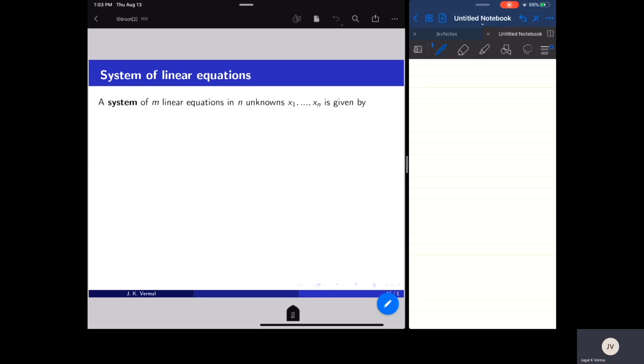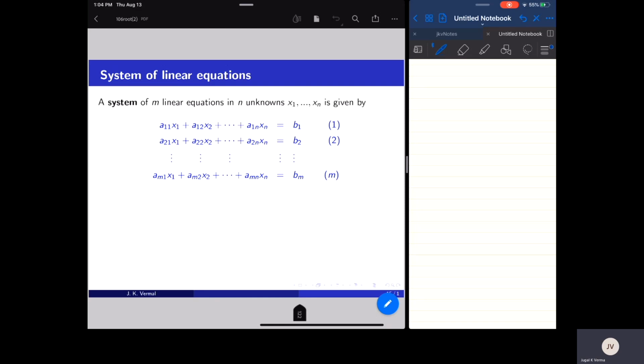Okay. We will discuss a system of linear equations in n unknowns x1, x2, ..., xn. In this system, the first equation is written as a11x1 plus a12x2 plus ... plus a1n xn equal to b1. The second equation is written as a21x1 plus a22x2 plus ... plus a2n xn equal to b2, and so on. And finally, we write the mth equation in the same fashion.